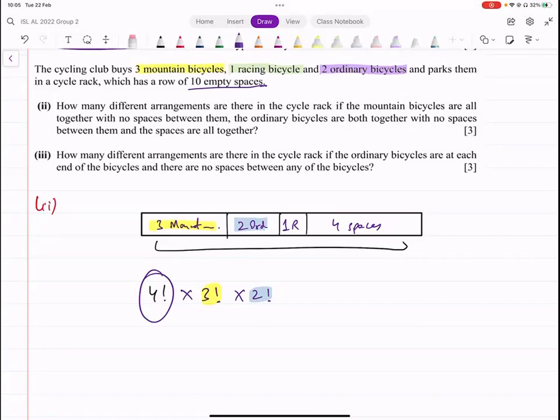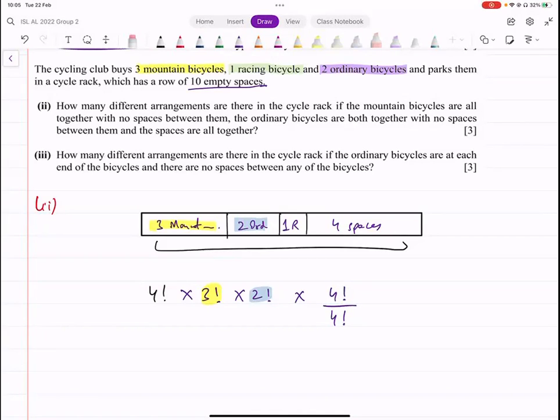Spaces कहीं पे भी आ सकती हैं। Spaces तो identical होती हैं वैसे। अब spaces के लिए क्या करें? We've got 4 spaces, but they're identical. तो उनकी arrangements matter नहीं करती हैं. You can either just ignore them, or you can say 4 factorial, but then all of them are identical, so divide by 4 factorial. You can also do that, right?